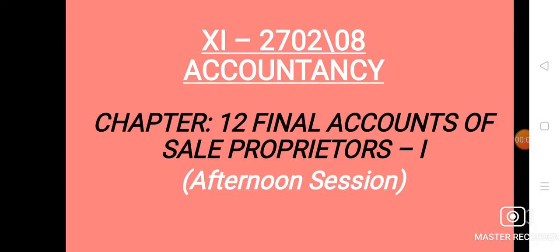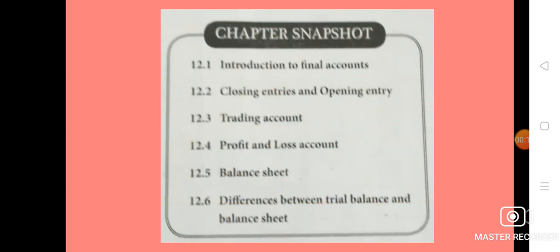Hello students, now we are going to see chapter 12. The title of the chapter is Final Accounts of Sole Proprietors 1. Under the topic Introduction to Final Accounts, Closing Entries and Opening Entry, Trading Account, Profit and Loss Account and Balance Sheet, we will also see the difference between trial balance and balance sheet. The above topics will be discussed in this class.